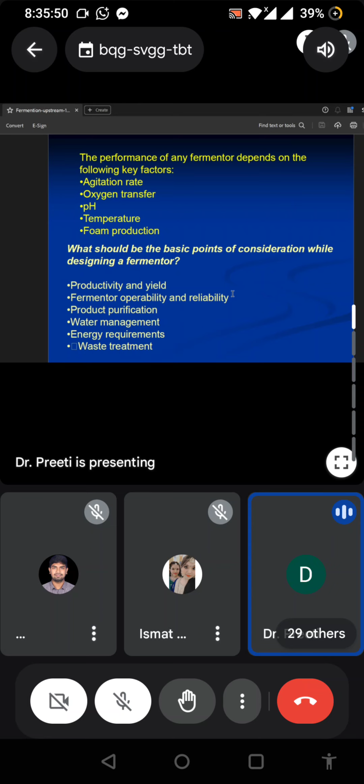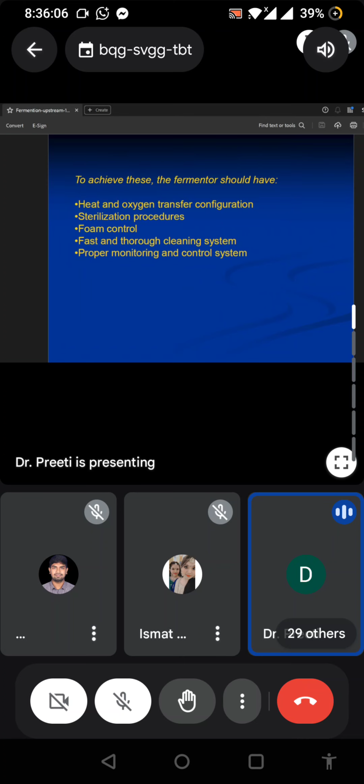Reliable means how much reproducible it is. Today it's working in some way, another day it should work in the same way. Product purification, whether it's easy or not. Water management, energy requirements, how energy efficient your fermenter is. And waste treatment is very important, because how will you discard your product, that is also important. So your fermenter should have all these configurations, like heat and oxygen transfer should be done properly.